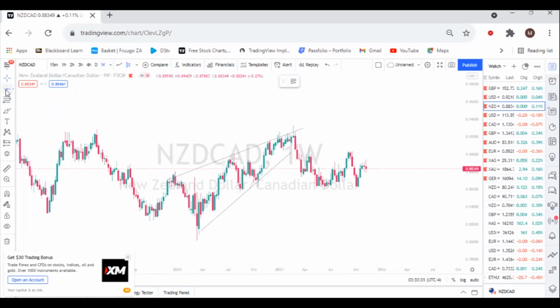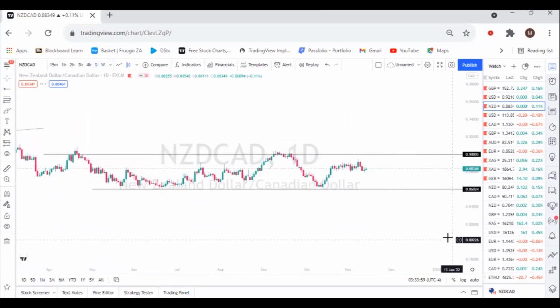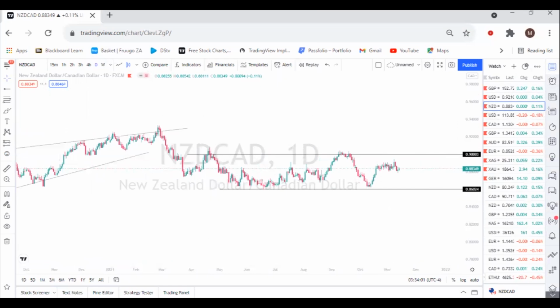And then right now we have this, let me just use the horizontal ray. We have something like this, right? So that counts as our resistance, and this is our support or low slope. And now we can move on to the daily time frame. Let me just remove these ads, maximize my screen.